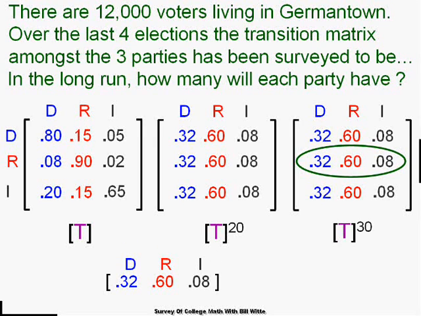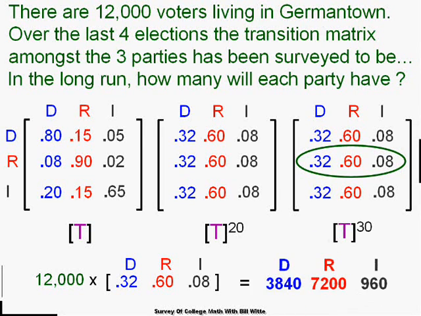The important thing is this is your final answer. Well, in the long run, how many will each party have? Well, 32% Democrats, 60% Republican, and 8% Independent. But we have to answer the question. We have 12,000 voters, so we have to multiply that times each of those numbers. We're using a scalar here. And multiply that times each of those, and it will tell me the future of the parties in Germantown. Perhaps. That's a simulation. Okay?